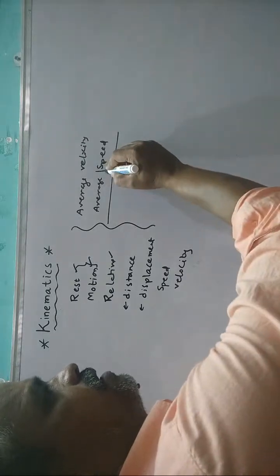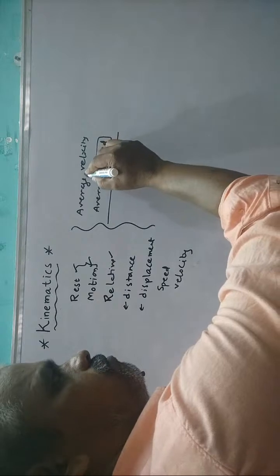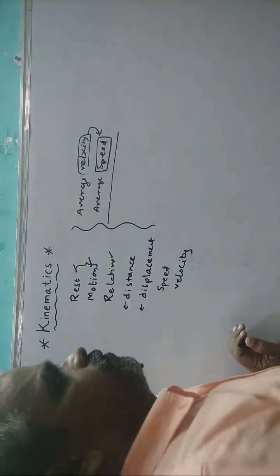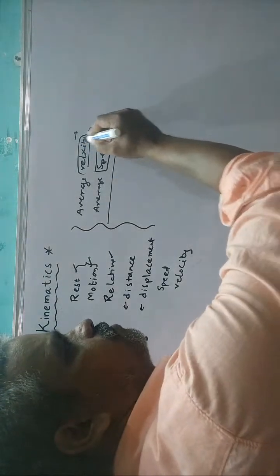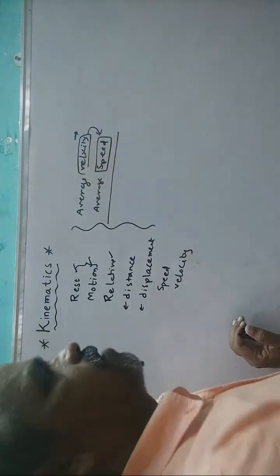Especially I did not mention average speed. The same formula we can use for average speed also. Where the direction is considered, we use average velocity. When there is no direction, we use average speed.